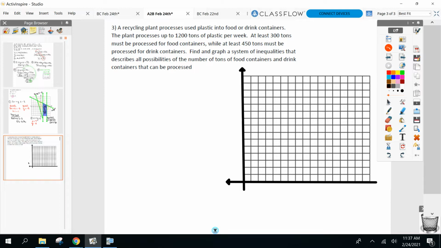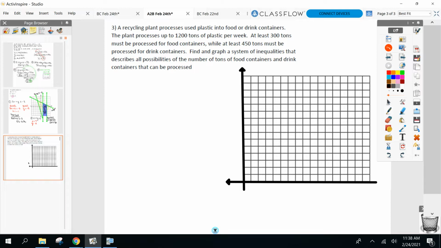And yes, this is going to be the toughest one because you guys have to come up with your own inequalities now. Whew. All right, go ahead. Let's read through this beast. Go into the recycling plant. You got food and drink containers.